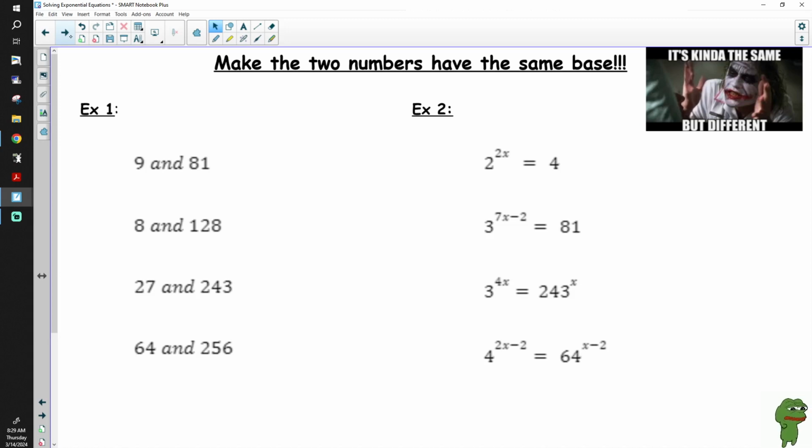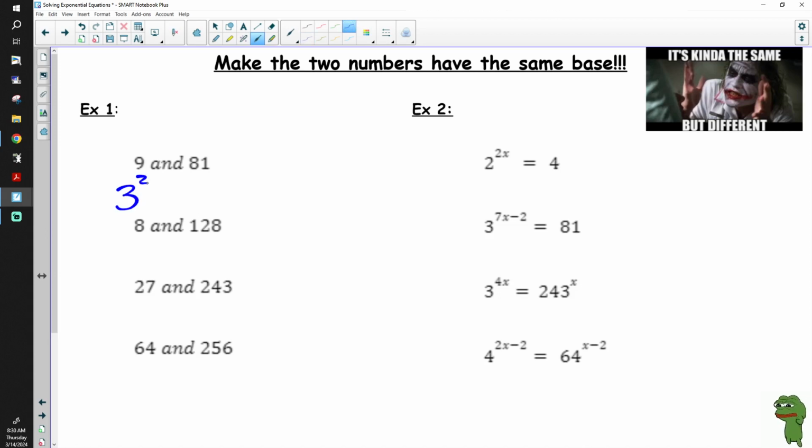Now I'm going to give you two numbers. Look at example 1. We have 9 and 81. The goal for each one of these in example 1 on the left is how can I rewrite 9 and 81 as the same number raised to an exponent. So for example, 9 can be rewritten as... Not how do we make 981. What can we rewrite 9 as? A number to what power? 3 to the second. 3 to the second power, okay?